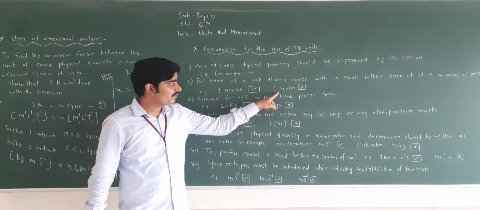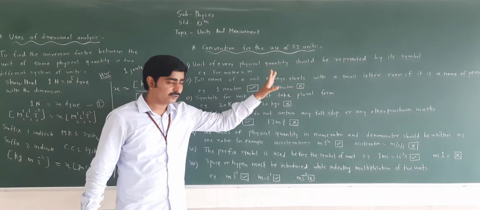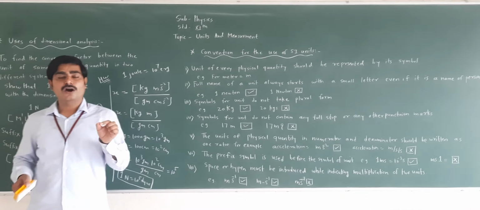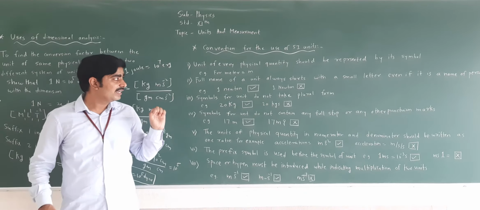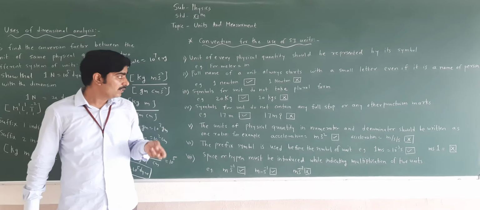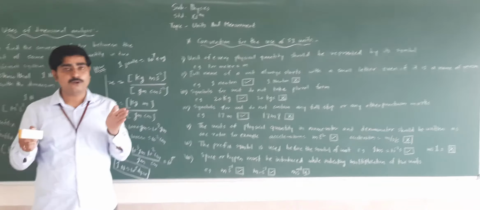If you are using the first letter as a capital, then this is the wrong method. What we should remember is that while writing the full form of the name of a scientist, the first letter should always be small. So this is only for writing the full form.